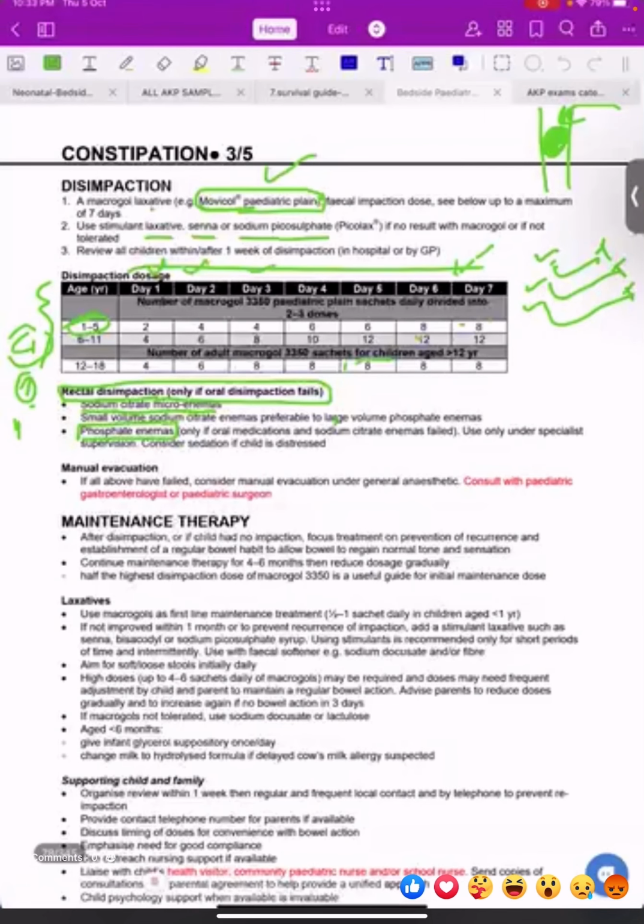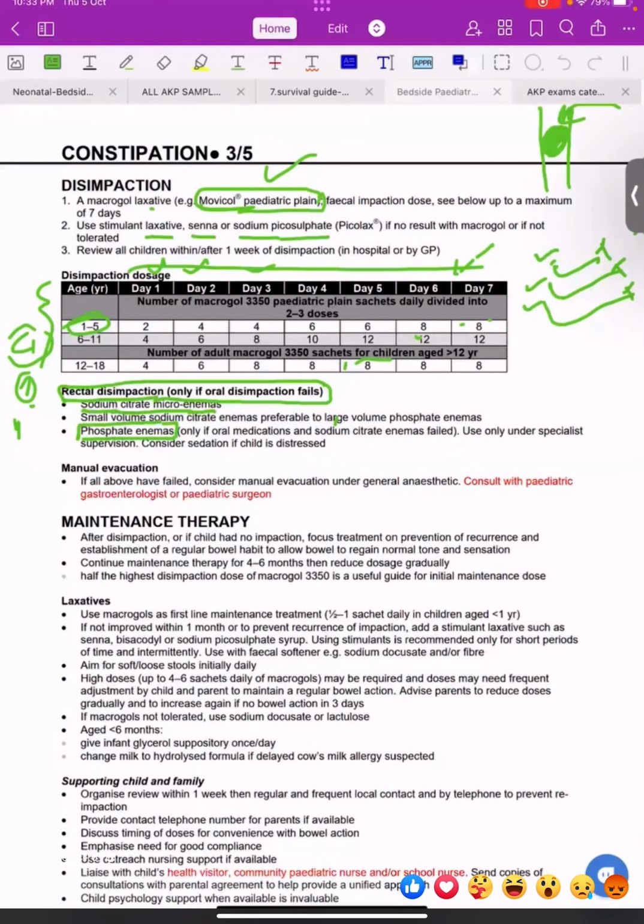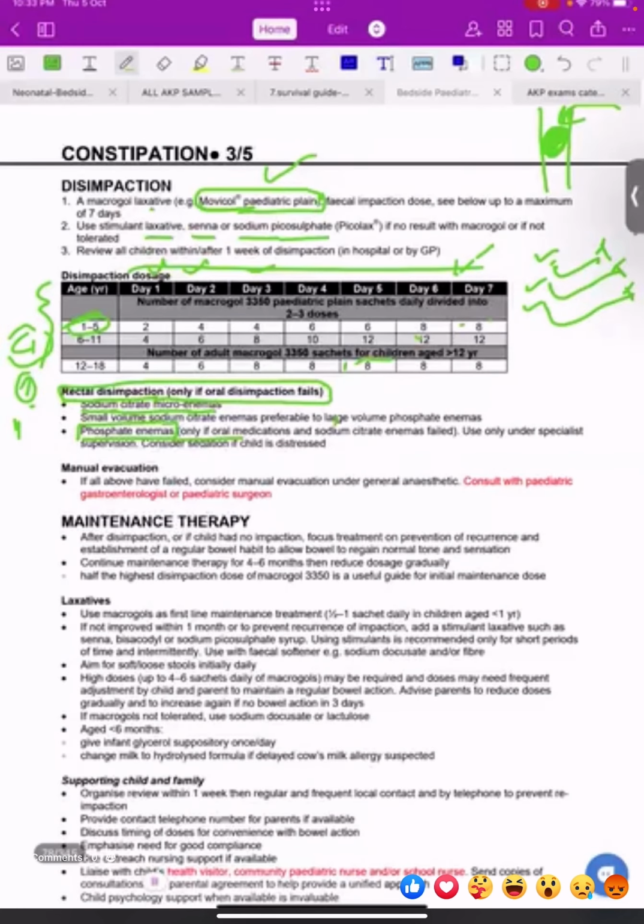The same thing they have written here. If you have to use an enema, you should go for sodium citrate enemas. Please do not go to phosphate enemas. If you have to go, use only under specialist supervision. Consider sedation if the child is distressed.